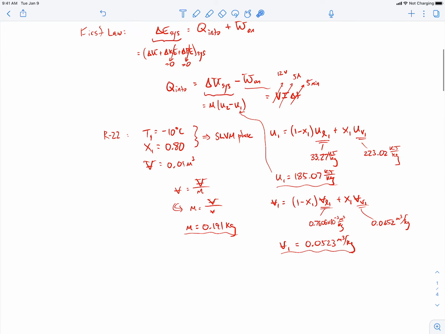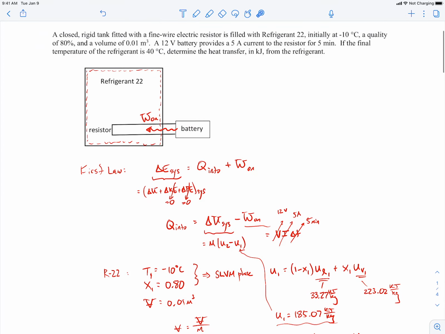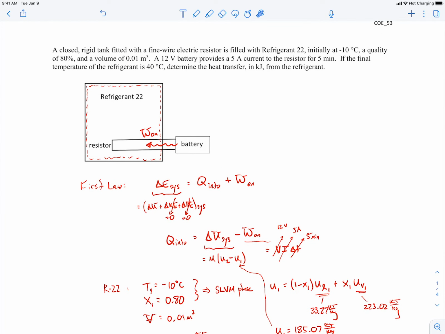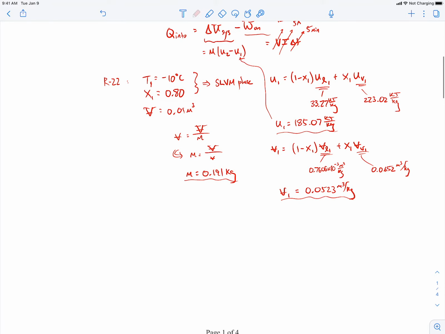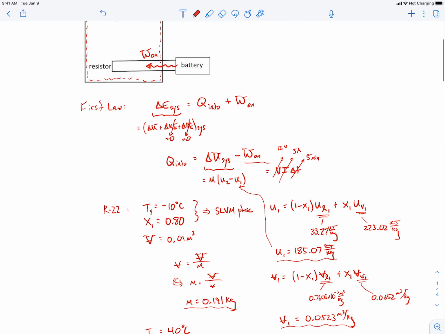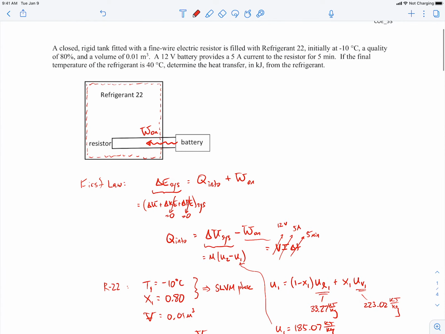Okay, so to find the specific internal energy in the final state, we're told that the final temperature is 40 degrees C. So let me write that down. T2 is 40 degrees C. We need another piece of information to nail down what the properties are in the final state. And the other piece of information is that we're dealing with a closed rigid tank. Okay, so it's important information.